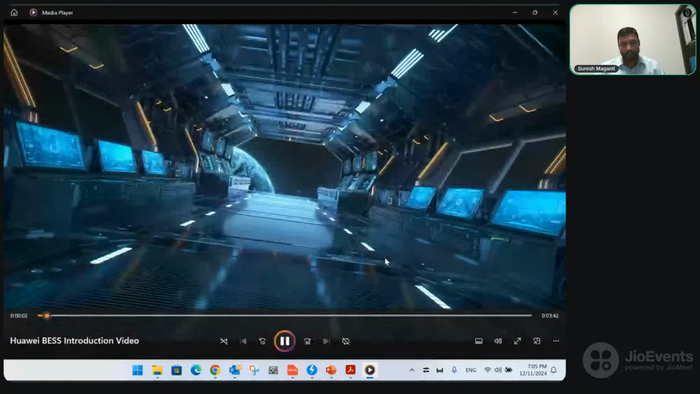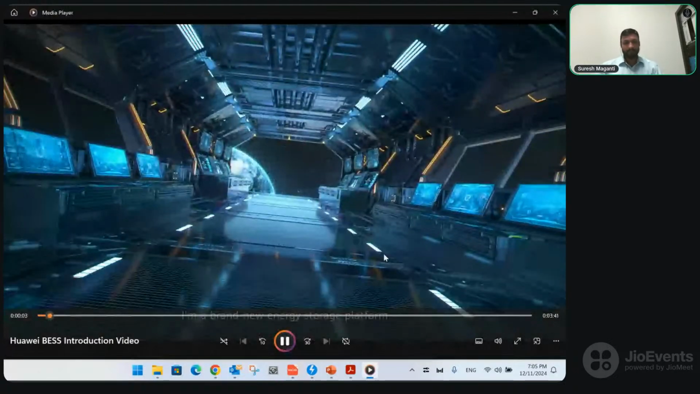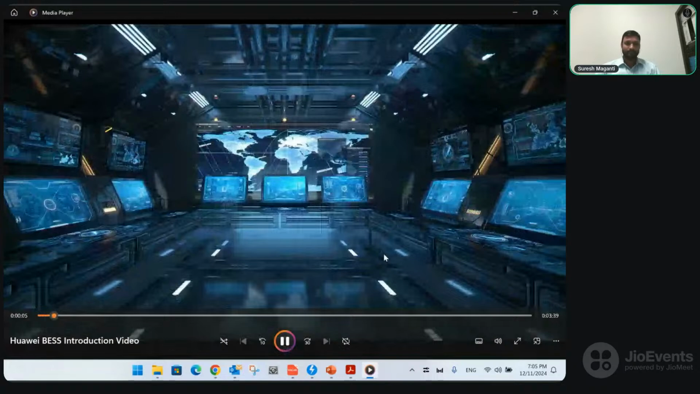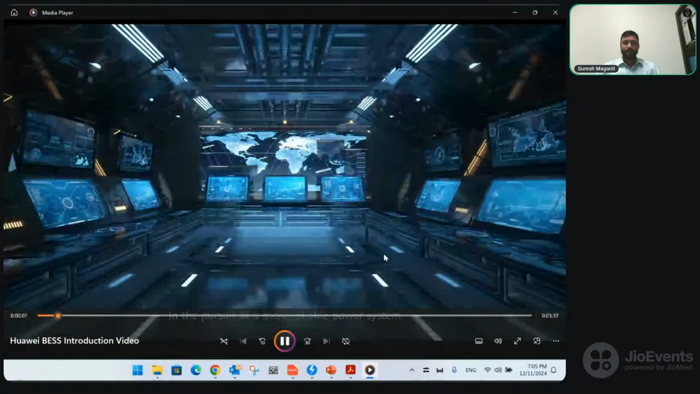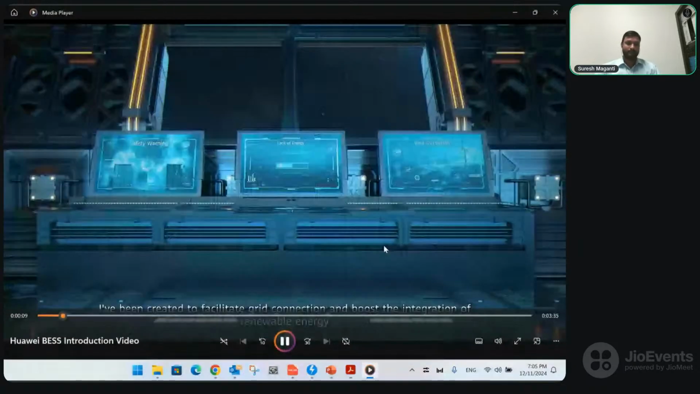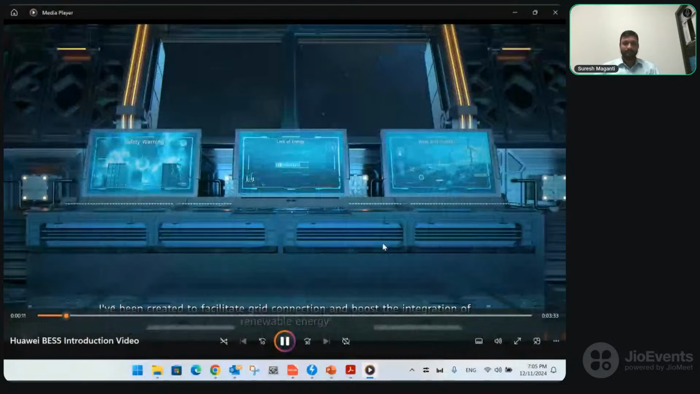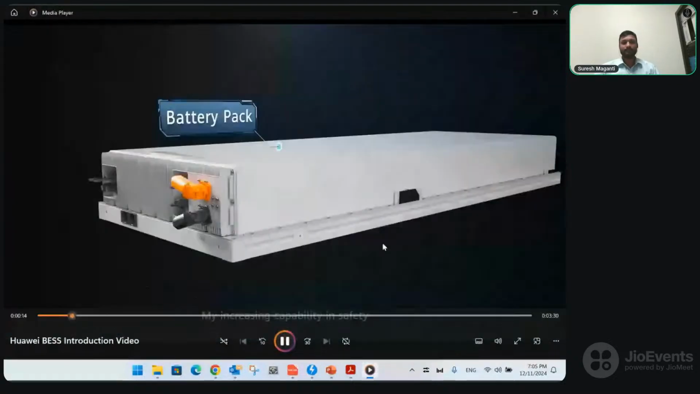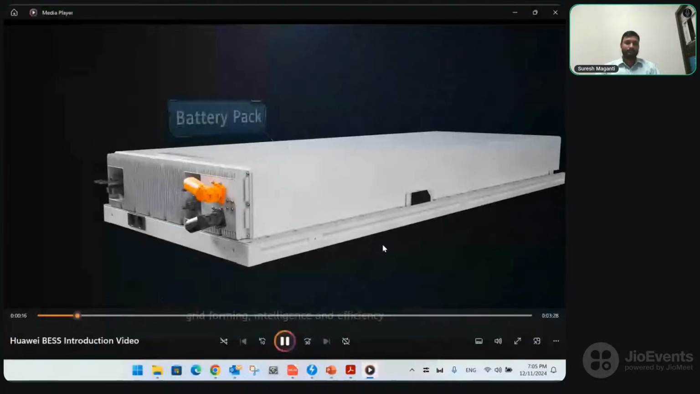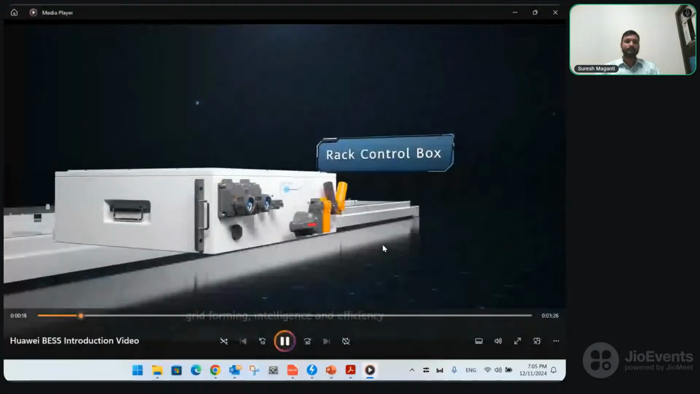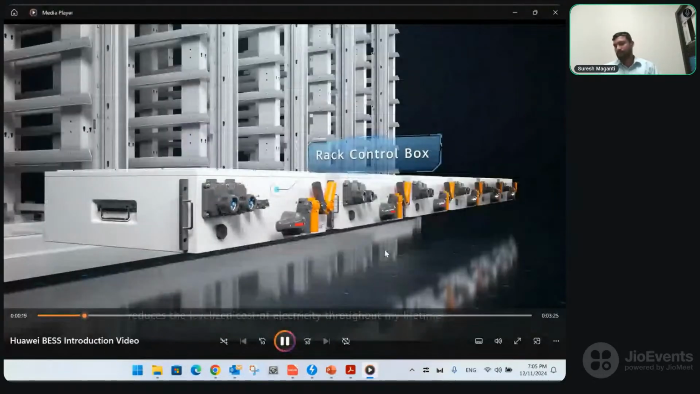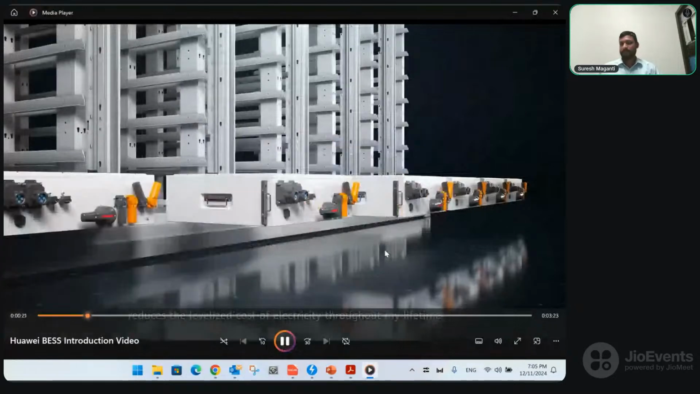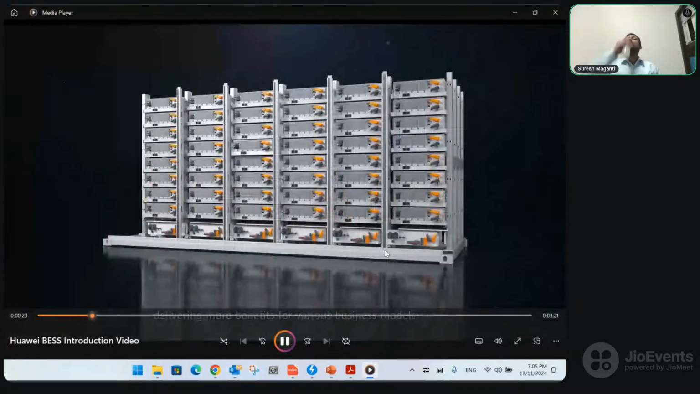So this will be a smart... I'm a brand new energy storage platform. In pursuit of a more reliable power system, I've been created to facilitate grid connection and boost the integration of renewable energy. My increasing capability in safety, grid forming, intelligence, efficiency reduces the levelized cost of electricity throughout my lifetime, delivering more benefits for various business models.